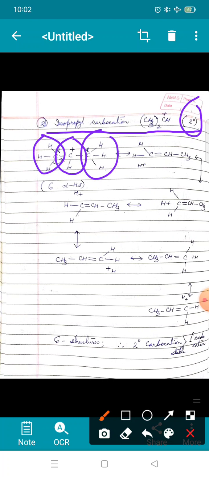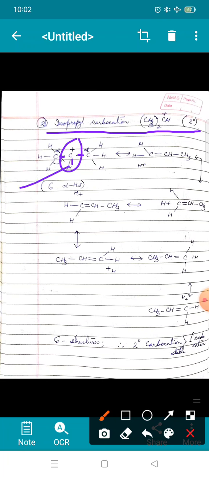And there are 3 bonds around this carbon. So this carbon is also sp2 hybridized. So one of the p orbitals is available here also. We haven't shown it, but it is there.